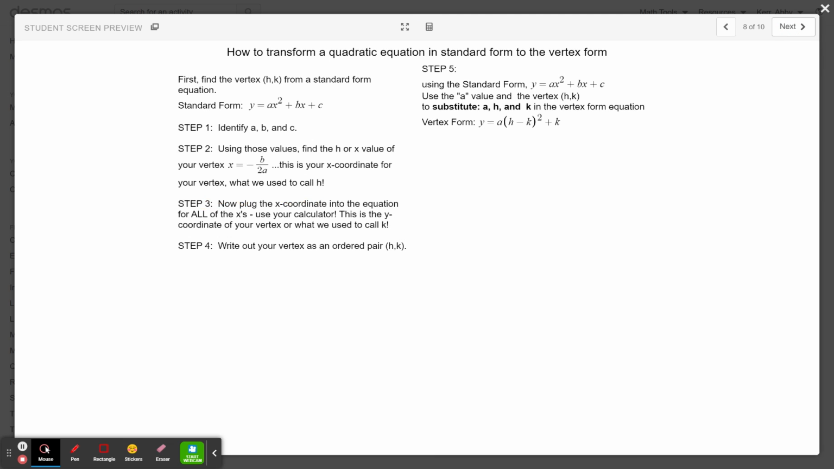All right, so the last part, these are just very similar to the notes that we've done. Now we're asking you to plug in the h and the k into vertex form. Just to show you that standard form and vertex form, even though they look different, will get you the same graph if you graph them.